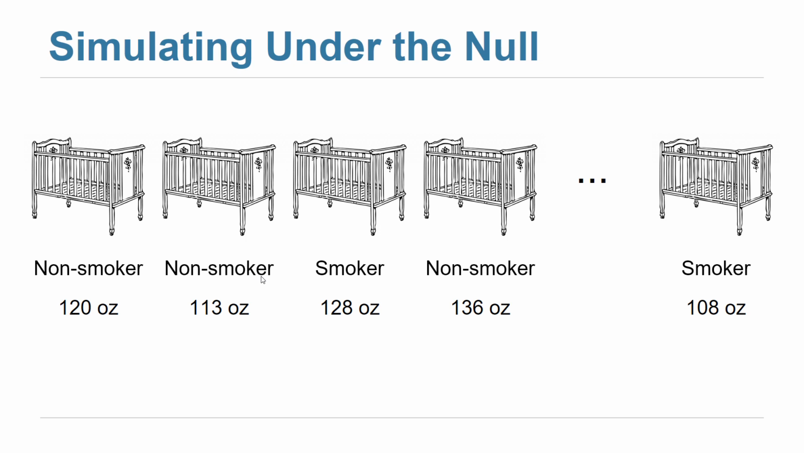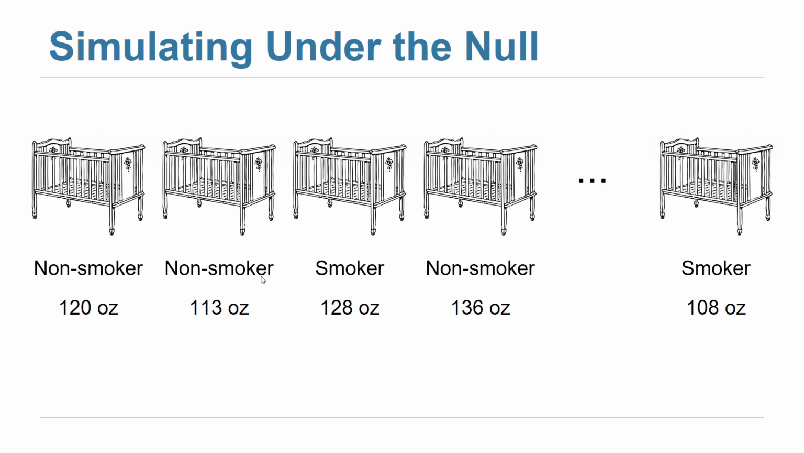Now, the next step is to simulate under the null hypothesis. Remember, we have two samples, two groups: smoking mothers and non-smoking mothers. We want to simulate under the null hypothesis. What is the null hypothesis? The null hypothesis is saying that the two samples come from the same distribution, come from the same population.